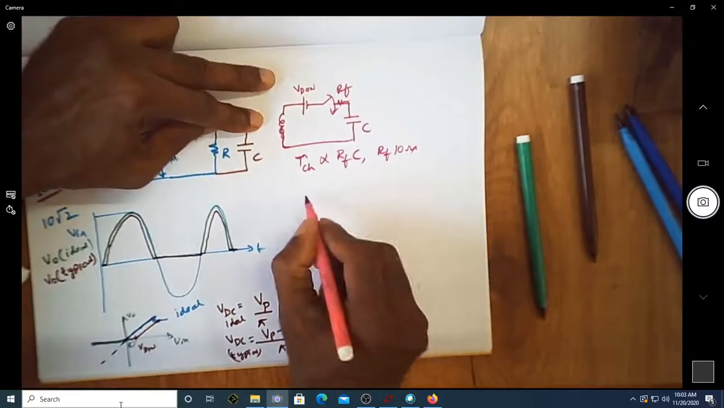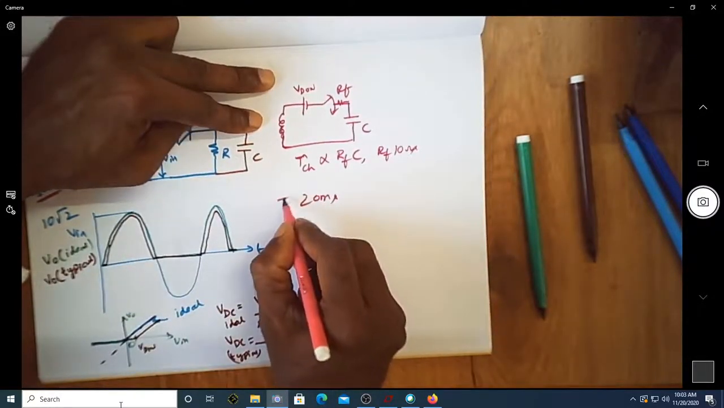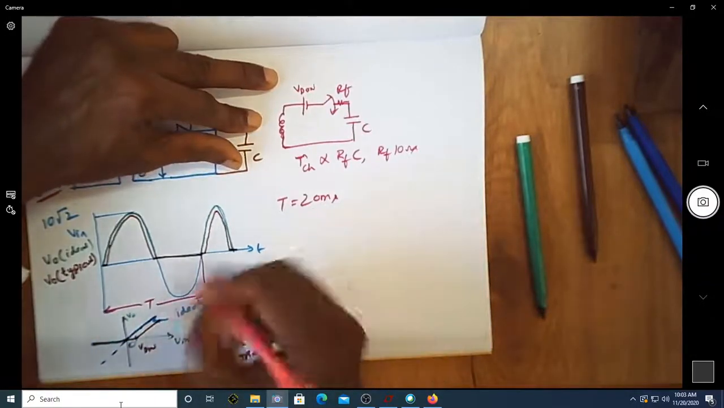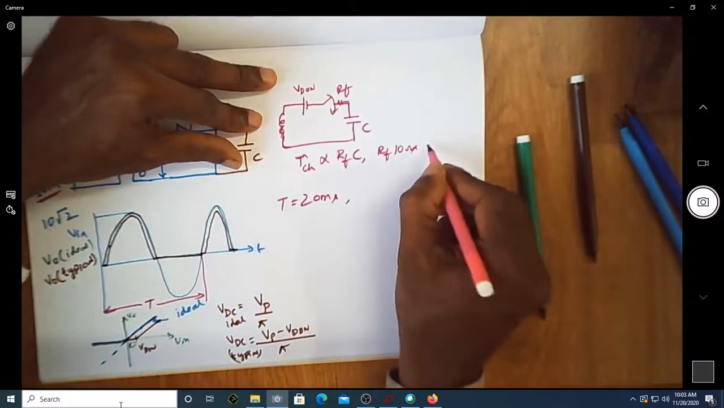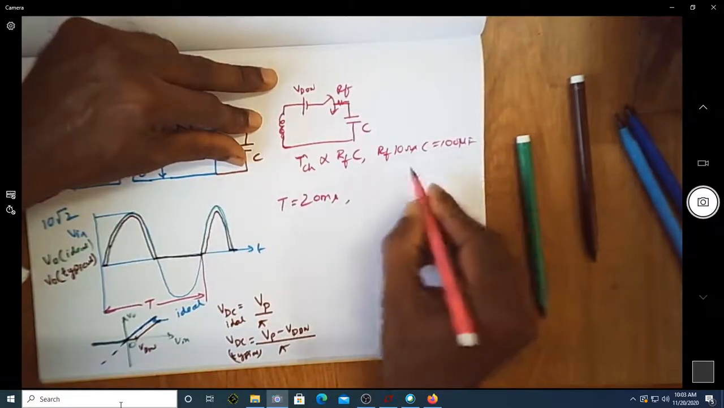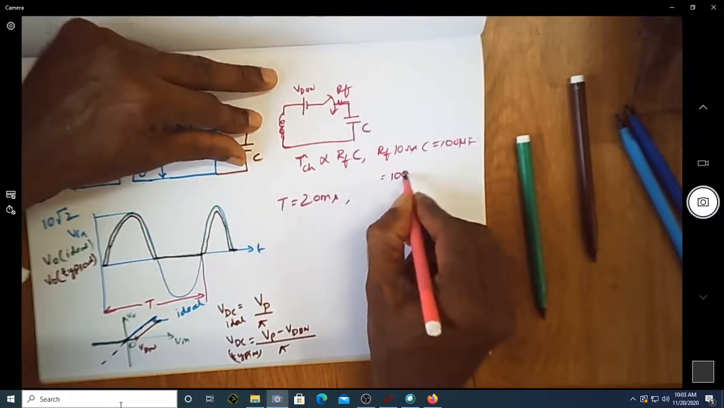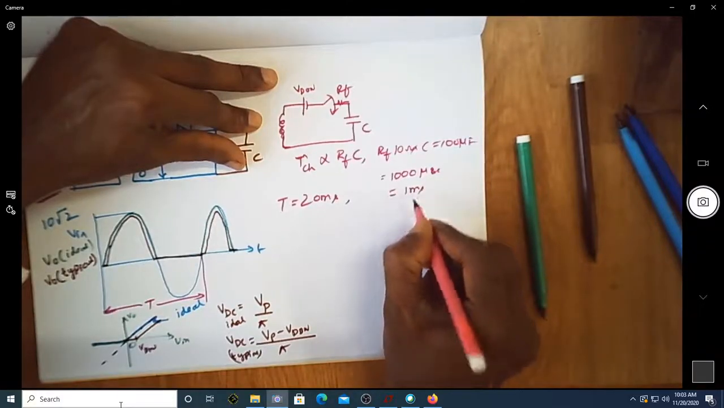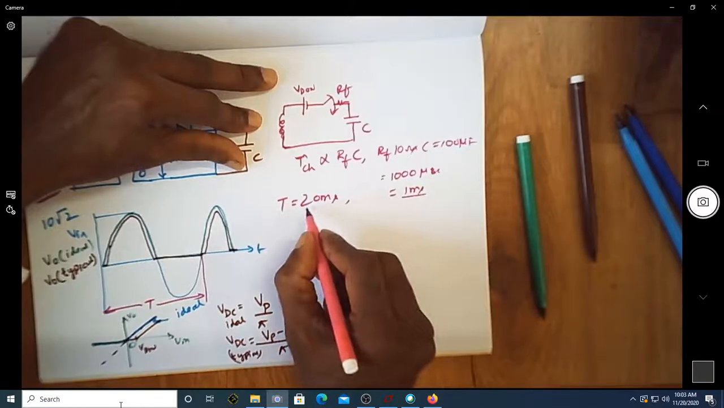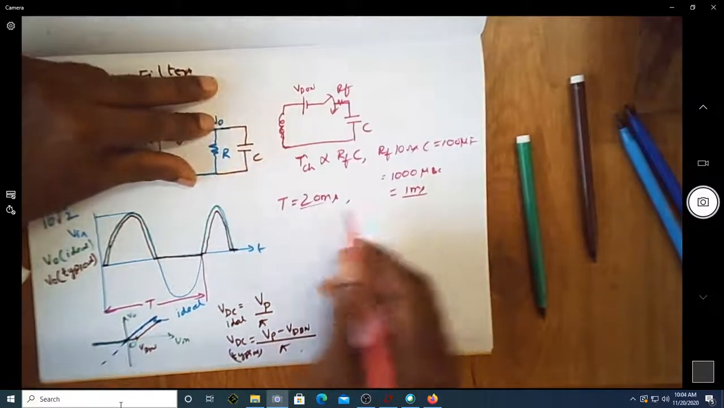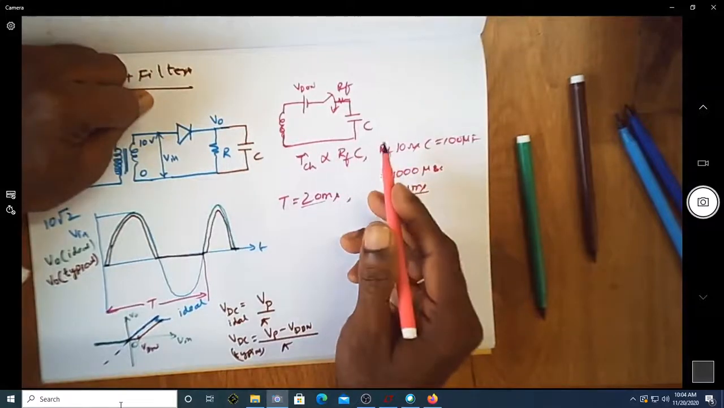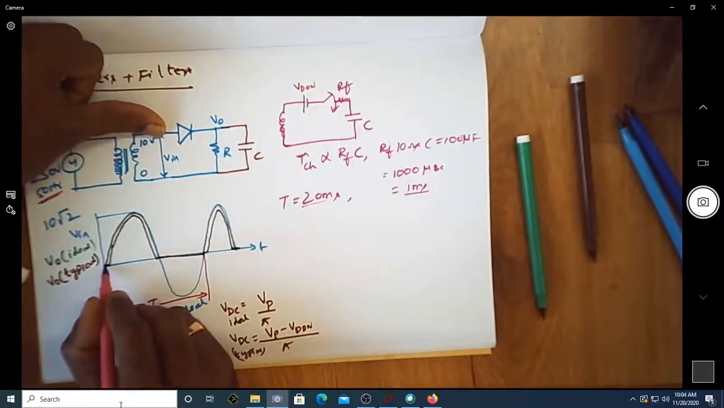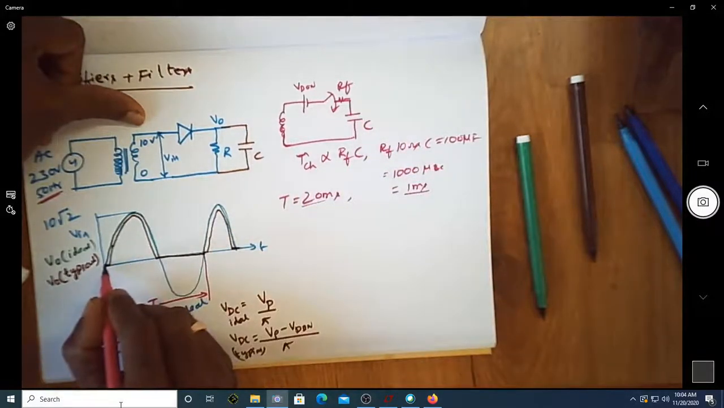Suppose this is T, which is equal to 20 millisecond for 50 hertz, for one cycle. If the value of C is equal to 100 microfarad, you can see this comes out to be 1000 microsecond, which is hardly 1 millisecond. You can see 1 millisecond is very small compared to 20 millisecond, meaning that the charging time constant is pretty low.